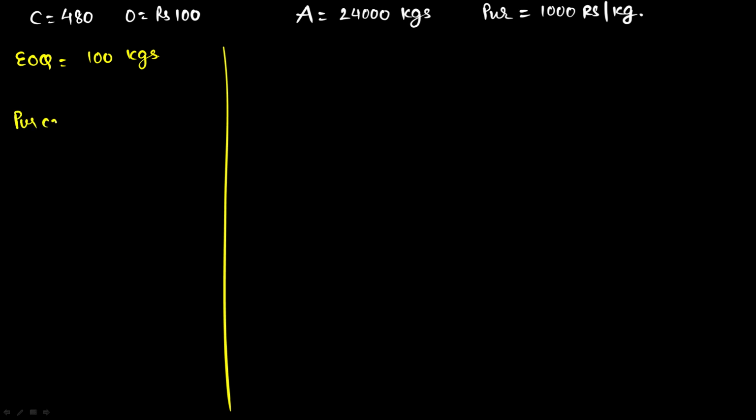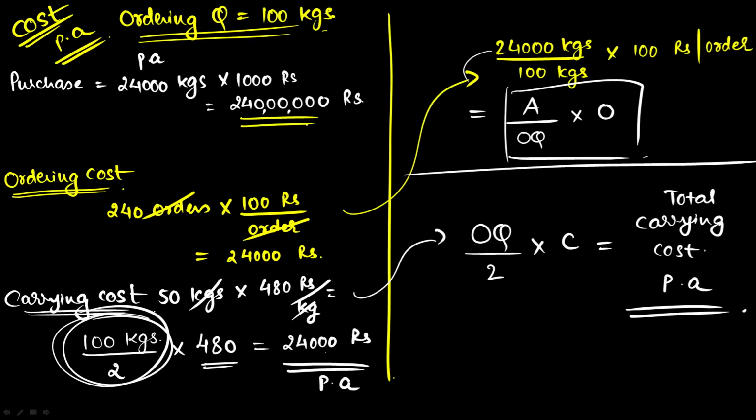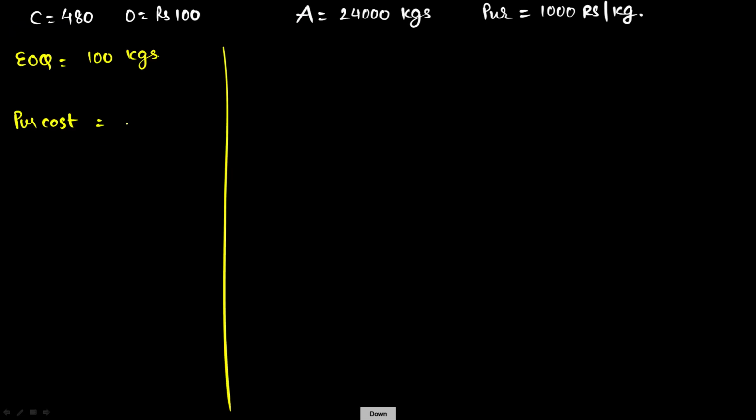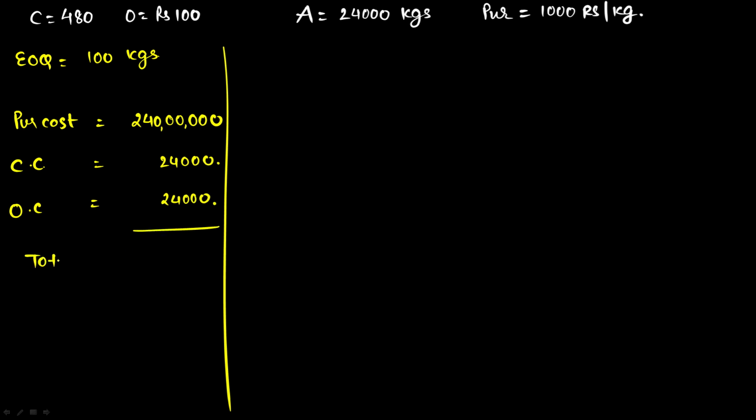Sorry. I am finding out the total cost. What will be purchase cost? Purchase cost will be 24,000 into 1,000. That we have found out once. Which will be 240 lakhs. Purchase cost will be 240 lakhs. What was carrying cost? 24,000. And what was ordering cost? 24,000. What was the total cost? It is 240 lakhs, 48,000 rupees.